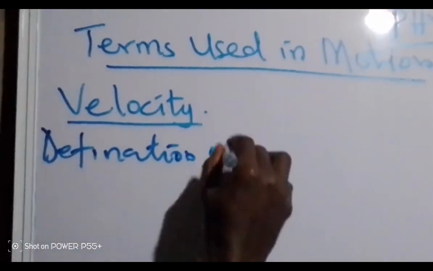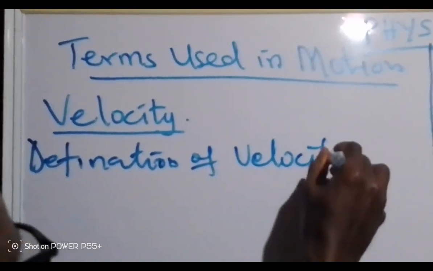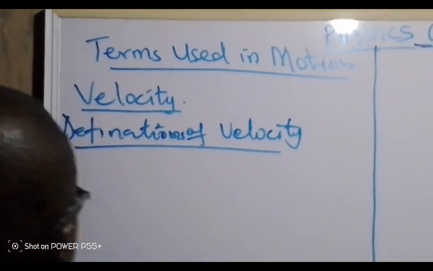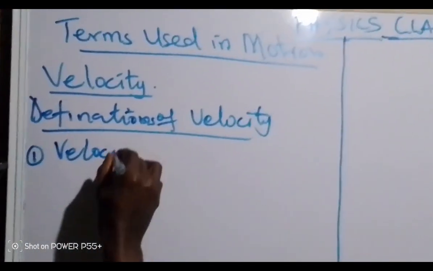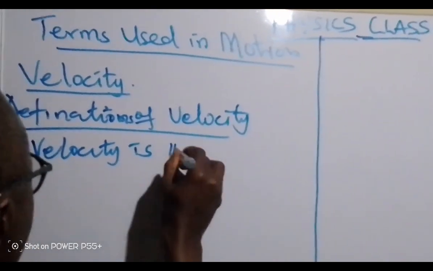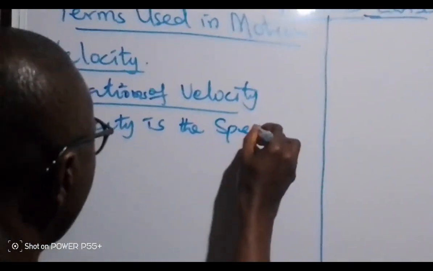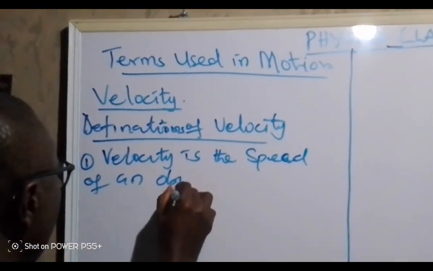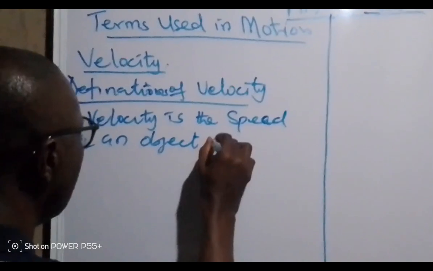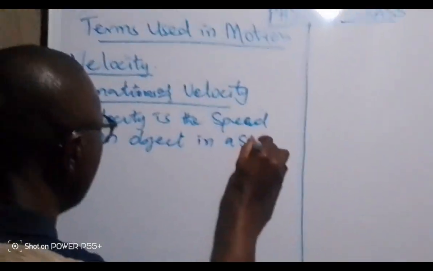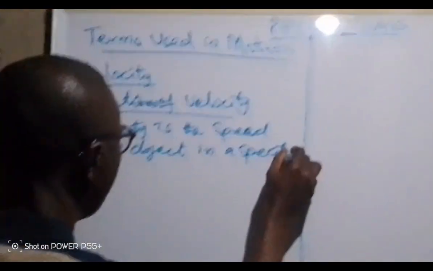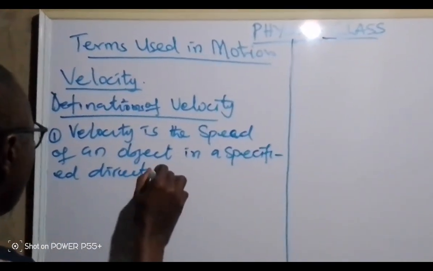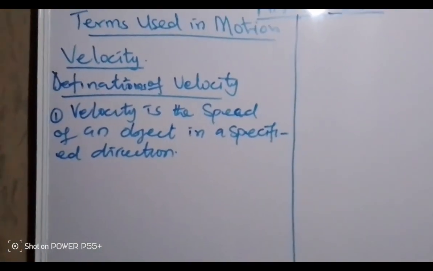Definition of velocity. 1. Velocity is the speed of an object in a specified direction. That's the first definition.